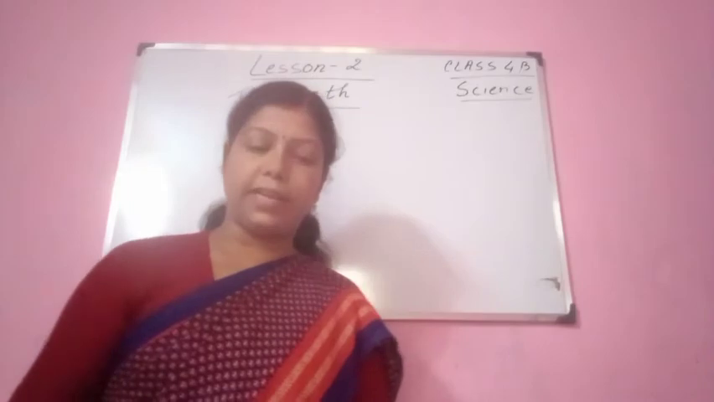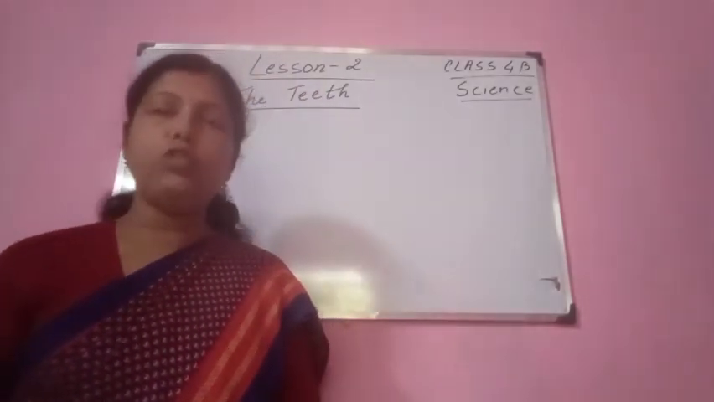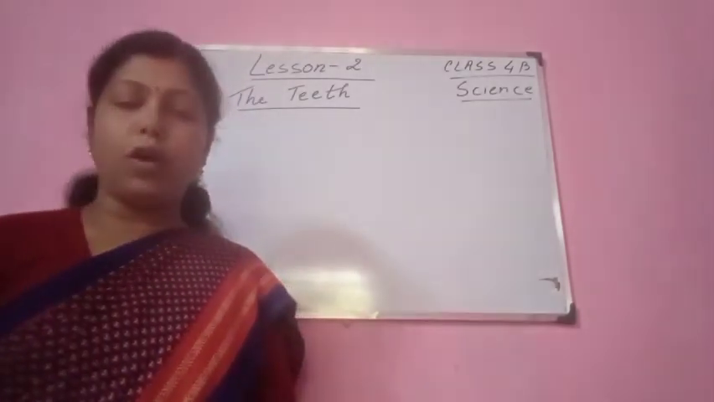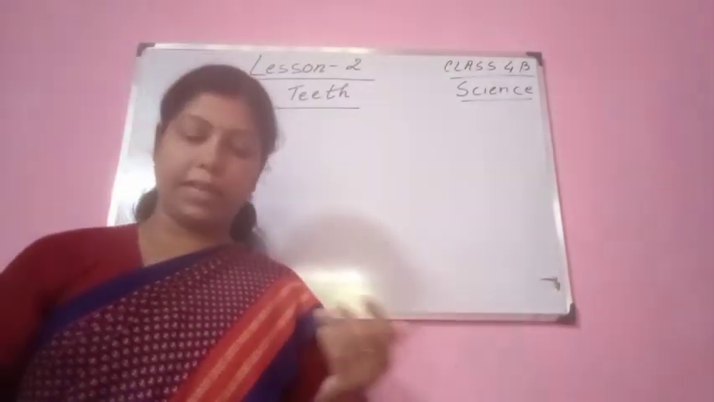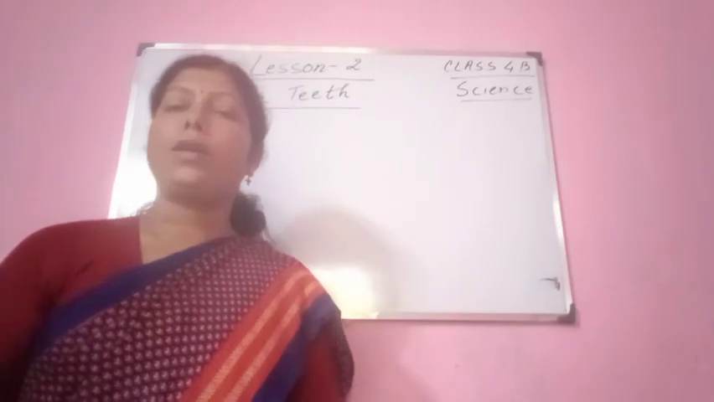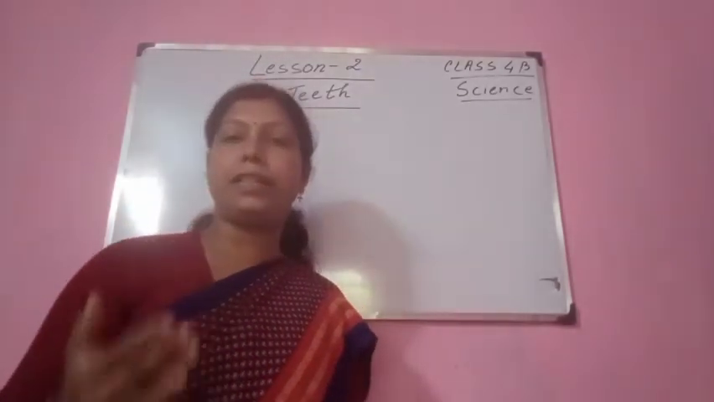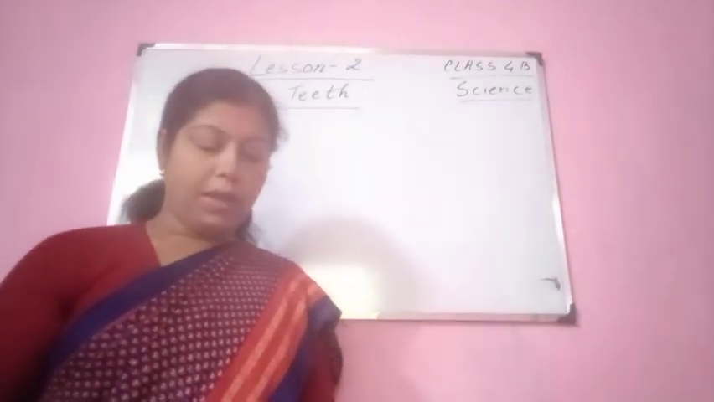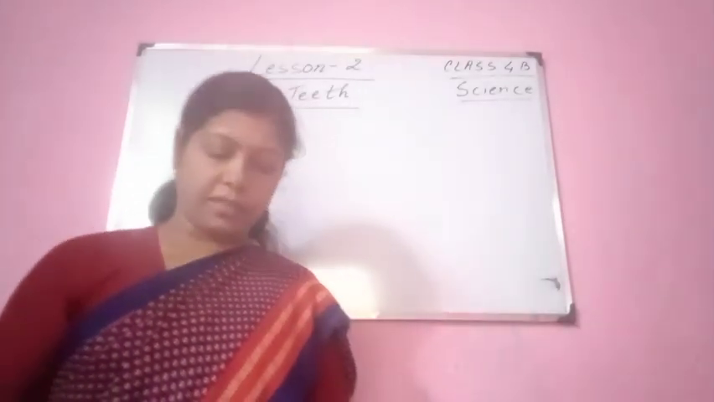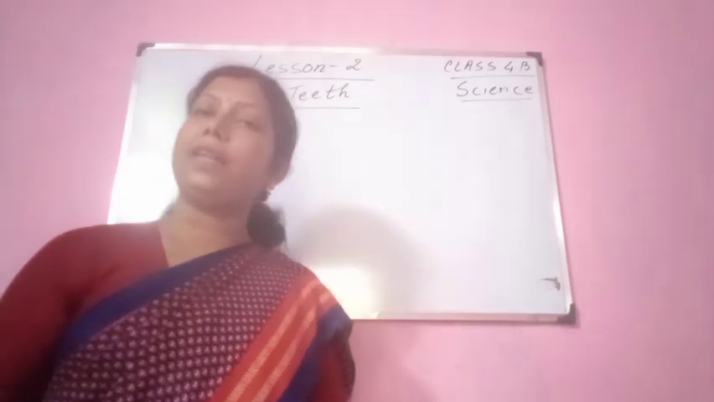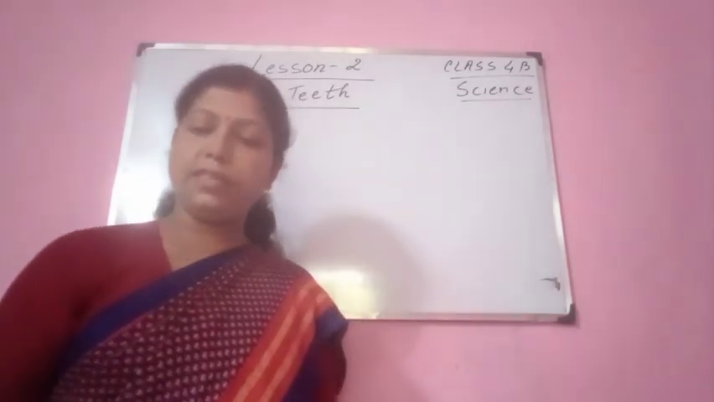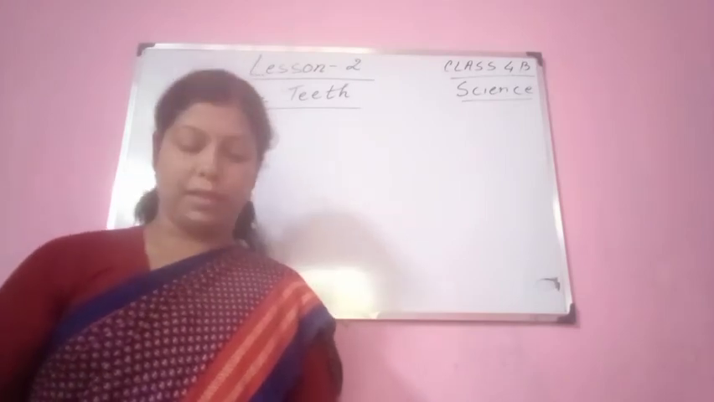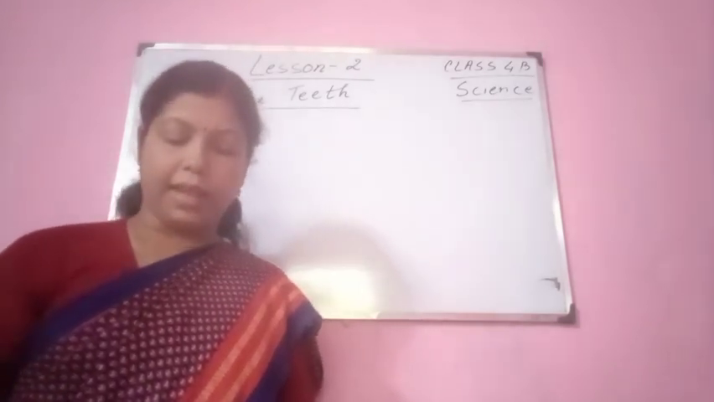So in 4B science we were doing lesson 2, the teeth, isn't it? We were doing this lesson. Okay, so we already discussed the teeth. Then what are the two types of teeth? Temporary teeth and permanent teeth. We discussed all these things. In our last class on Saturday we discussed kinds of teeth and their function also, isn't it? Still we are going to discuss this topic again, kinds of teeth and their function.